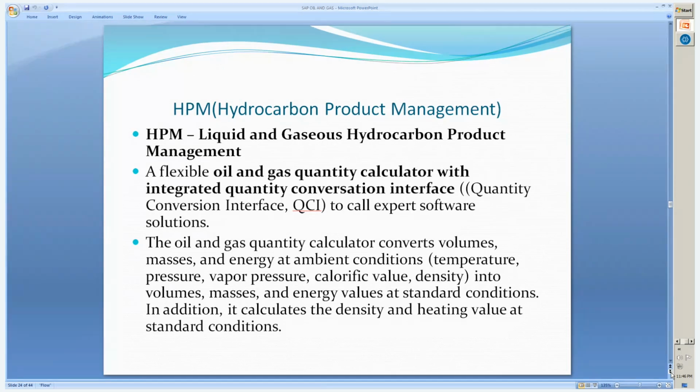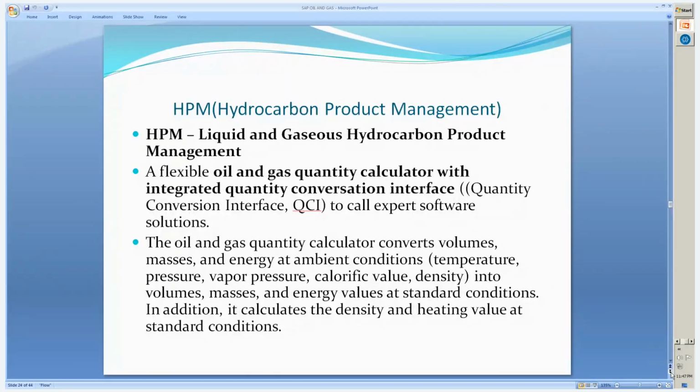So when you do the order processing and when you do delivery processing at the time of goods issue, the quantity as per the order is copied, but the actual quantity, how much you're delivering, will be calculated based on the ambient temperature to test temperature. We have to calculate at a standard temperature, which is normally 15 degrees centigrade or 60 degrees Fahrenheit. So basically this conversion calculation will happen in the external solution and it will supply the quantity information to delivery processing.